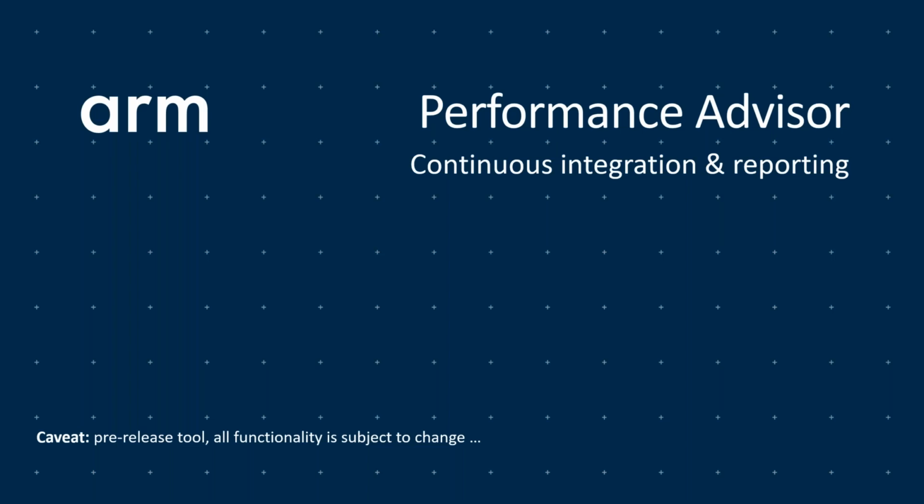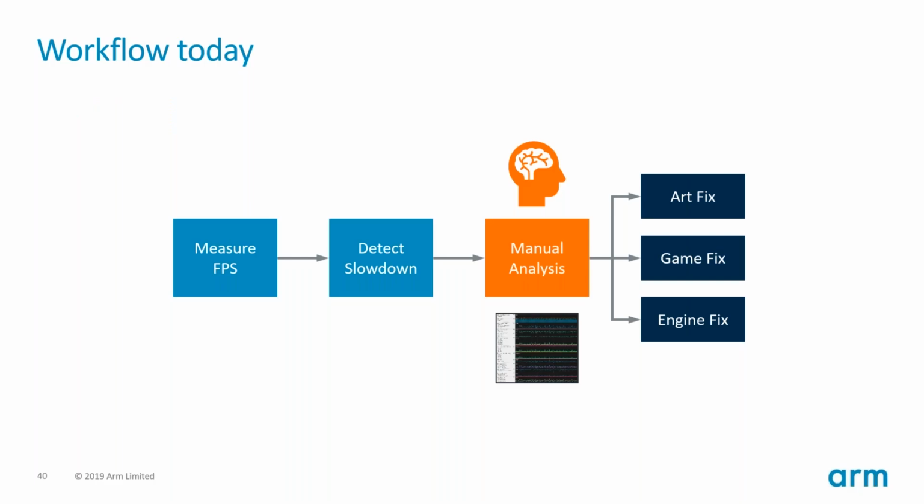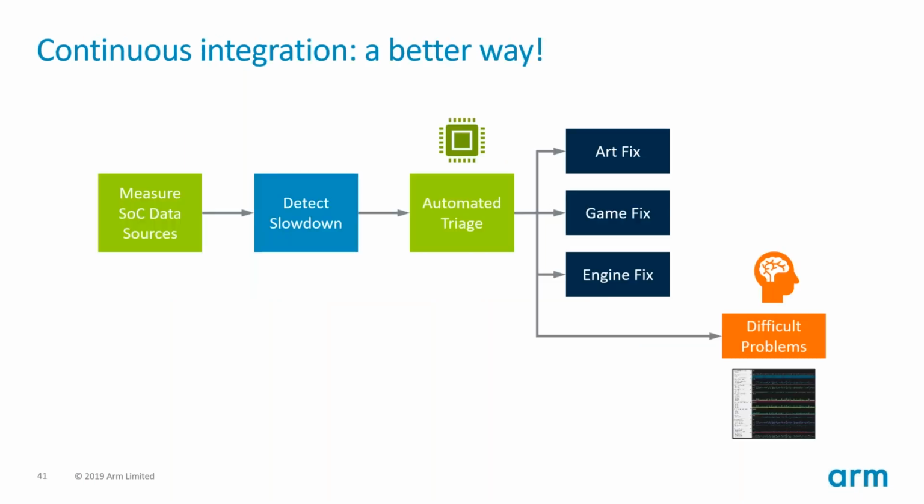Finally, we have Performance Advisor. With the caveat, this is a pre-release tool that's currently in beta, so this is all subject to change. The workflow that we have with the existing tools is basically driven as manual analysis. So a user has to manually connect to the device and capture some data, and then manually do the analysis and route. We think that if we had some automation here, then we can move experts off that critical path and hopefully automatically route the initial triage to the appropriate team to fix.